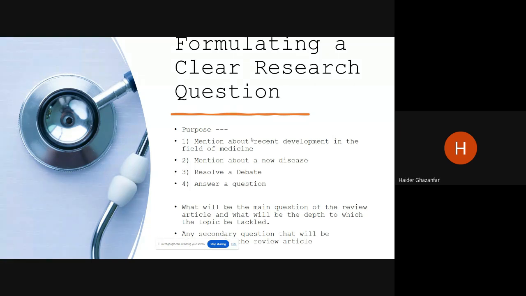You can also resolve a debate. For example, if there is a question regarding whether PPI should be used in the ICU or not, and what should be the duration of PPI, you can do a review article. You can search different articles or randomized controlled trials done on this topic on PubMed. Then based on the findings, you can say, okay, we reviewed 100 papers. 70 of them were saying that there is a definite benefit of oral PPI when given in the ICU to ventilated patients, and 30 articles were saying there is no definite benefit. So you can resolve a debate and give a concise answer to that question, or you can just answer a specific question if somebody has one.